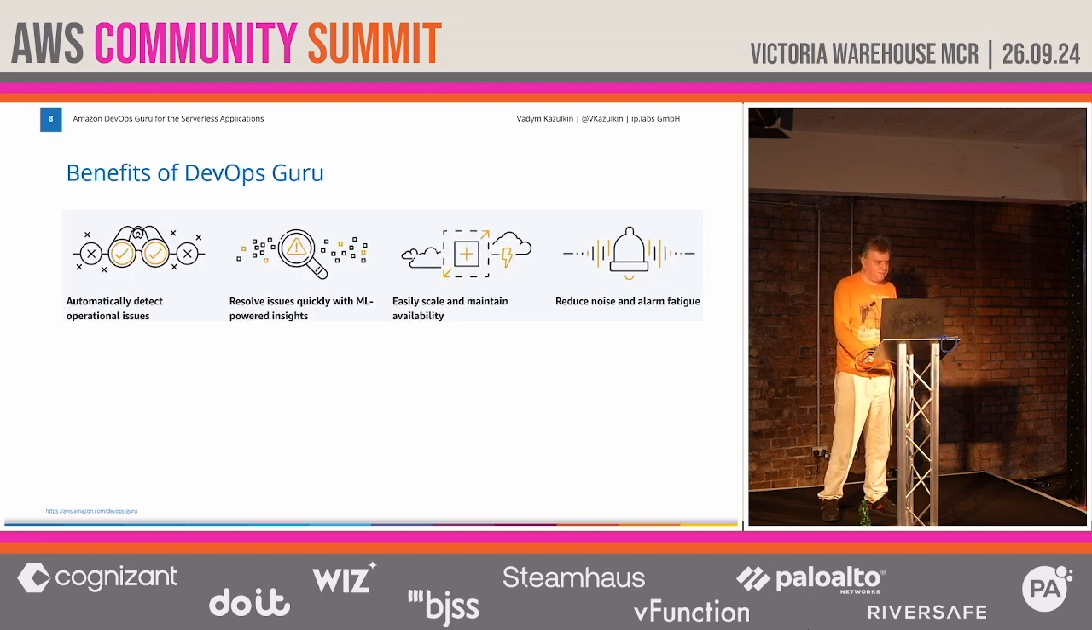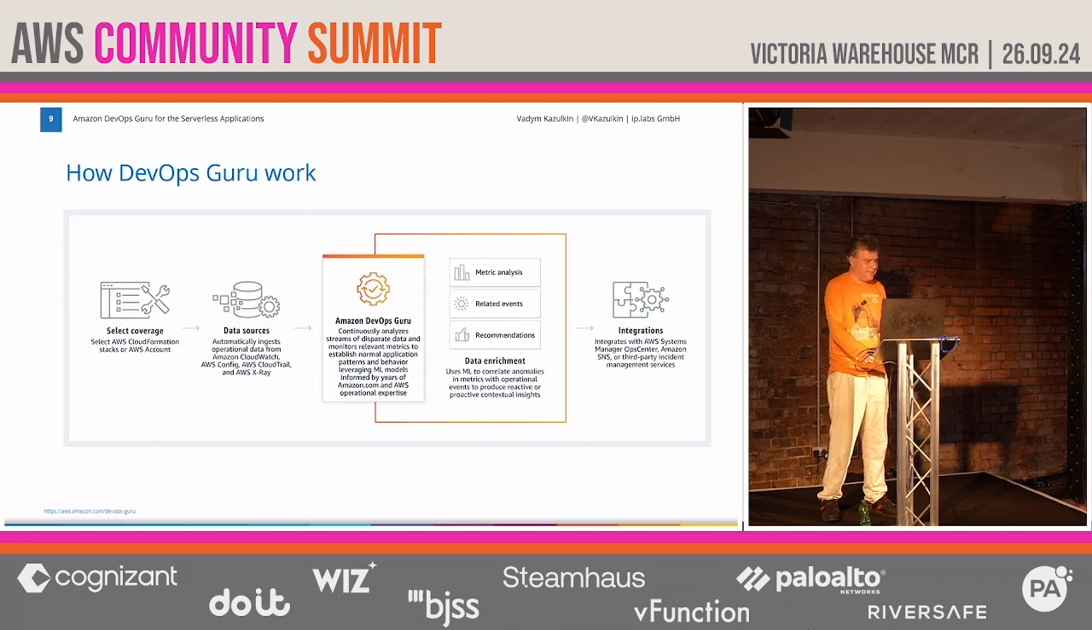So what are the benefits? First of all, we will see it automatically detects operational issues. It easily scales and is easy to maintain. We will see you can activate it across your AWS organizations, and it also reduces noise and alarm fatigue. So it decides when to create an insight and when it's just a short-time error.